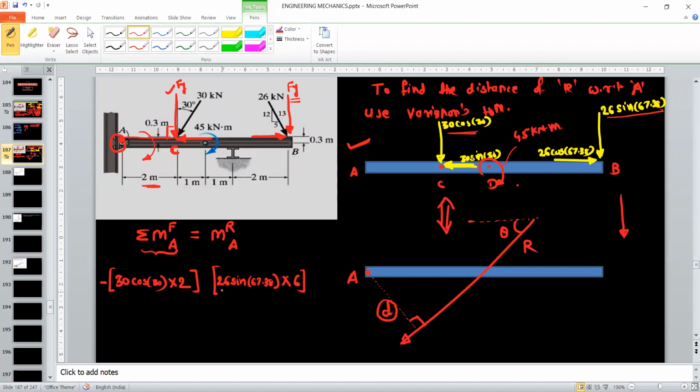And again, the moment by this component is clockwise. So it will try to rotate the beam AB in the clockwise direction, so this is negative. These are the moments due to the y component of the forces. Now consider the x component.